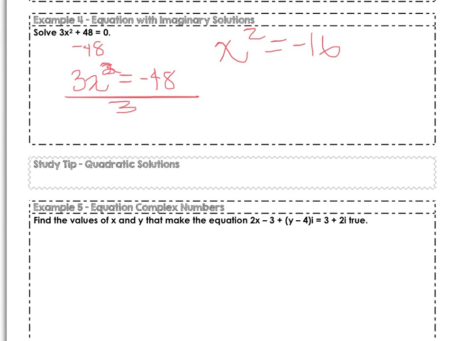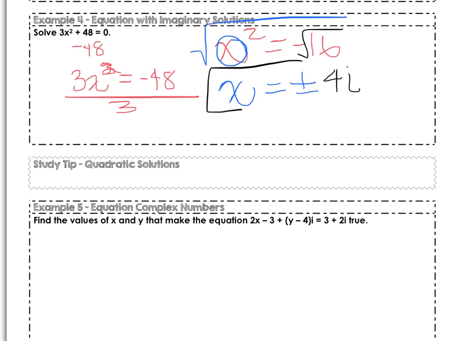Whenever I take the square root of a quantity, plus or minus is always going to be in front, because I could end up with a positive or negative quantity underneath the quantity being squared. The square root of negative 16 is going to produce an i, and the square root of 16 is going to produce 4. That's why my solution is plus or minus 4i.